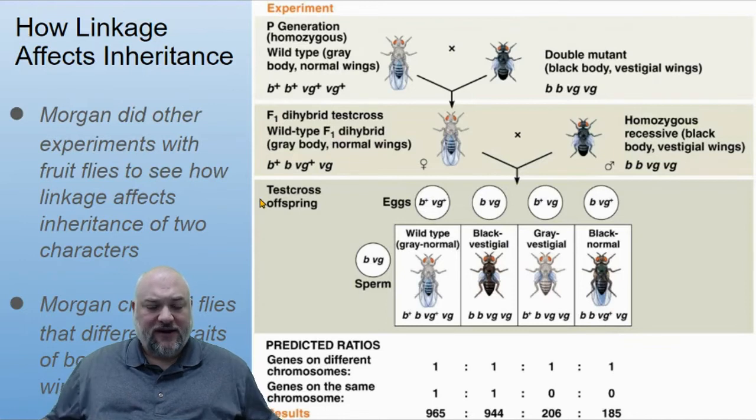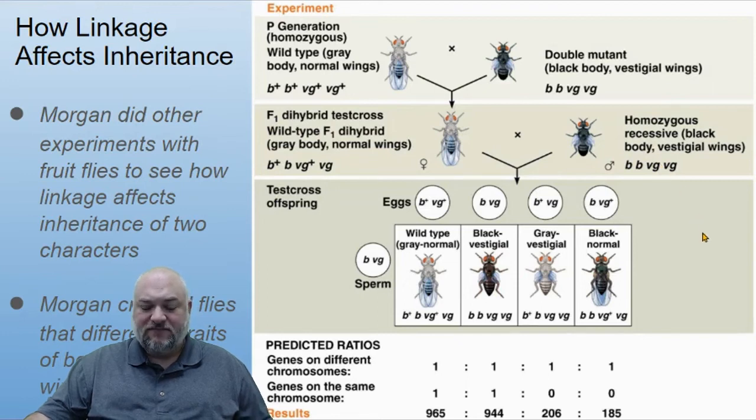So how does linkage affect inheritance? Morgan did some other experiments with fruit flies to see how linkage affects the inheritance of two characteristics. He crossed flies that differed in traits of body color and wing size. Okay, I'll let you go through and work out the system here, so you just pause it and do that.